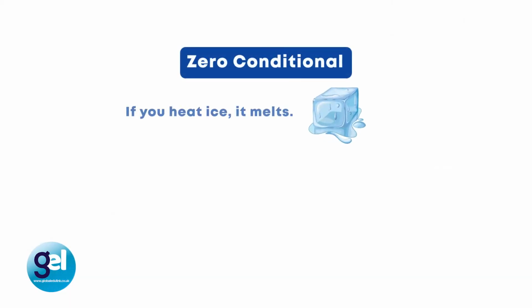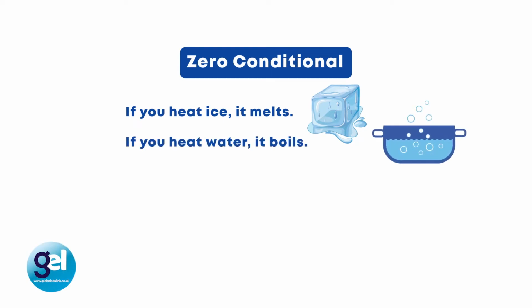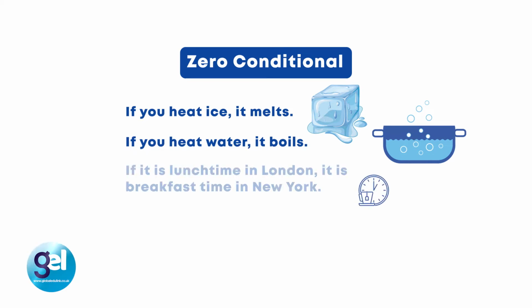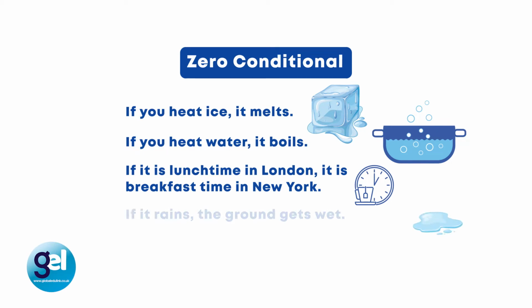So what is the zero conditional? Well, this is something that is 100% true. So for example, if you heat ice, it melts. That's always going to happen. If you heat water, it boils. Again, 100% true. If it is lunchtime in London, it is breakfast time in New York. And again, this is 100% true because of time differences. If it rains, the ground gets wet. This is something that is 100% true.